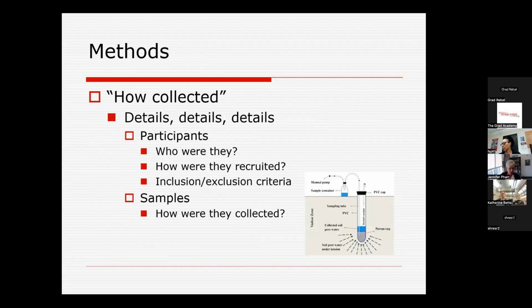We want to also provide information about how we collected our data. And in this part of the methods section, it's important to provide enough details that someone can read your thesis, your dissertation, or your academic paper and go out and repeat your study. So who were the participants? How were they recruited? What were the inclusion and exclusion criteria? Or if you're collecting samples, how did you collect those samples? Did you collect them all at once? Did you collect them at staggered intervals or things like that? You want to include all of that in your methods section.